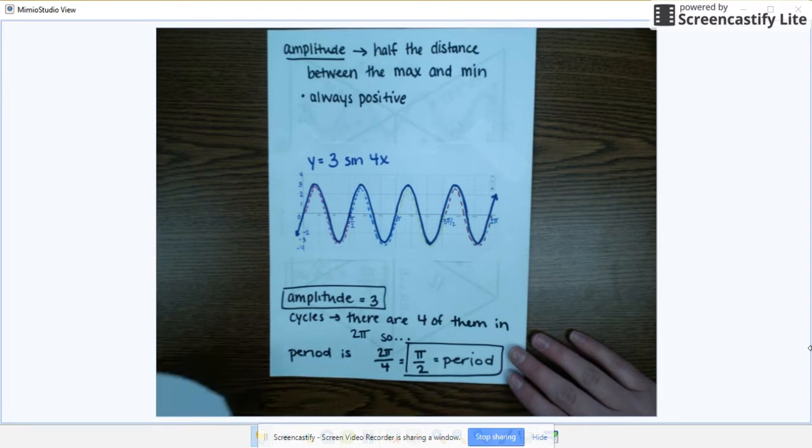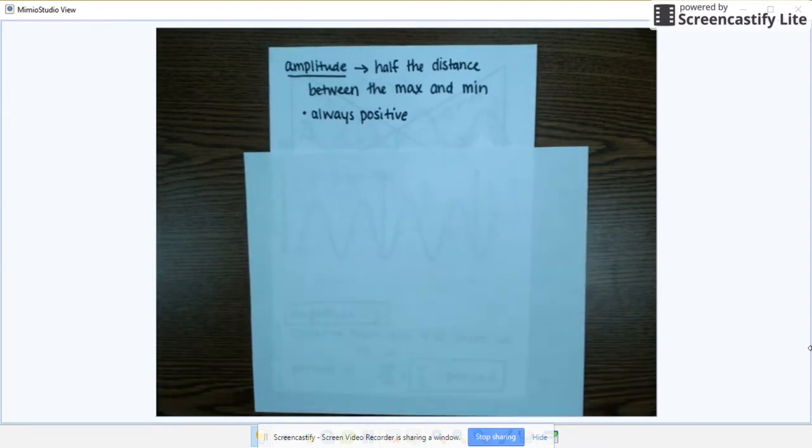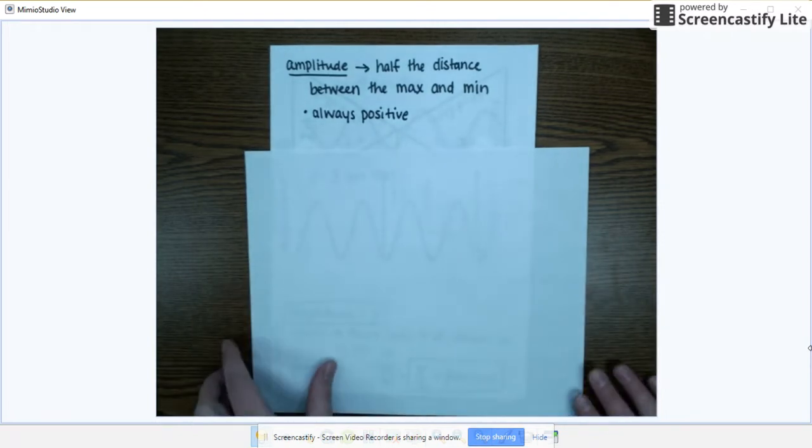We're going to talk about something called the amplitude. The amplitude kind of talks about the height of our graph. So we have a max and a minimum on our graph, and we're going to take half that distance to get our amplitude. Since we're talking about distance, it will always be positive.